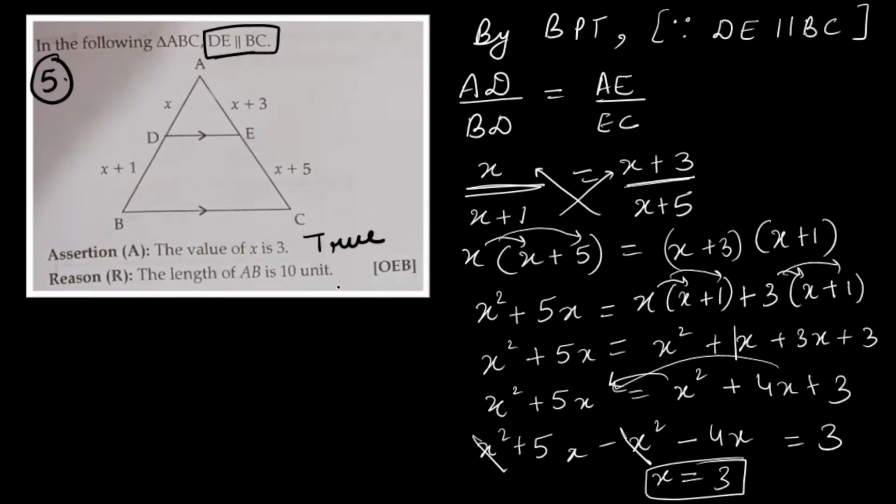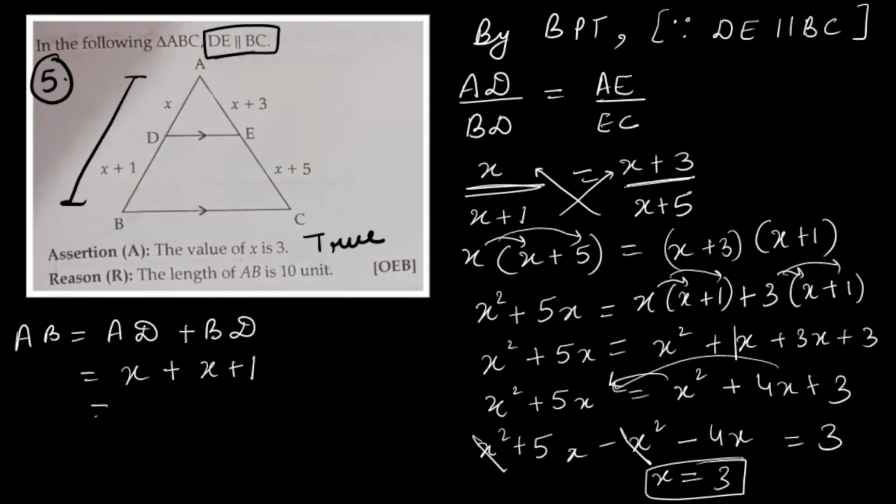The length of AB is 10 units. So how to find AB? This is AB. That is AD plus BD. AD's value is x, BD's value is x plus 1. So x plus x is 2x, because this is 1x and this is also 1x. So 2x plus 1.